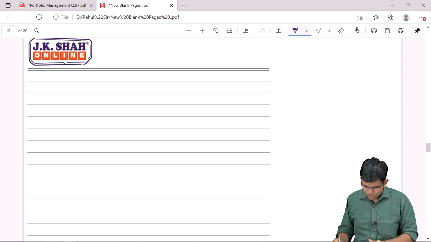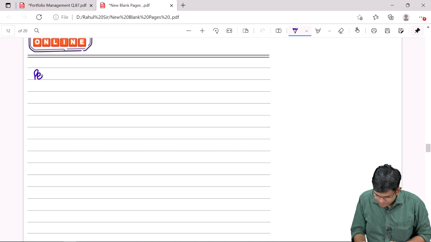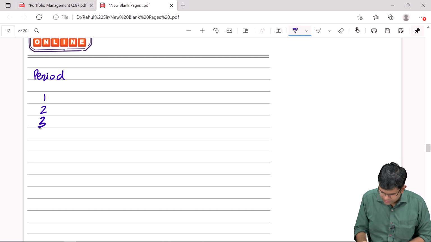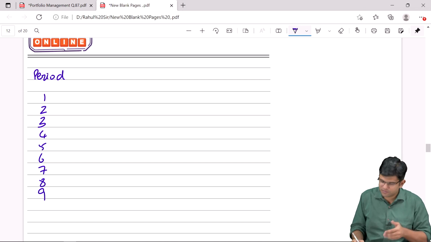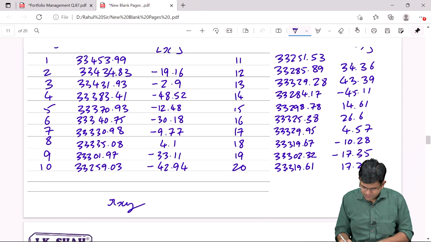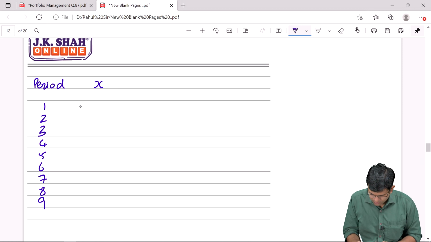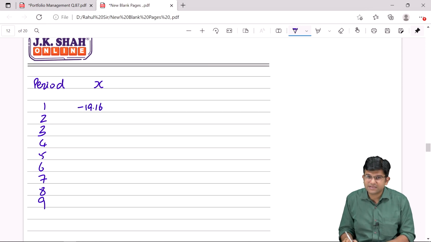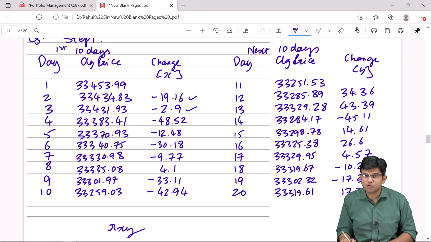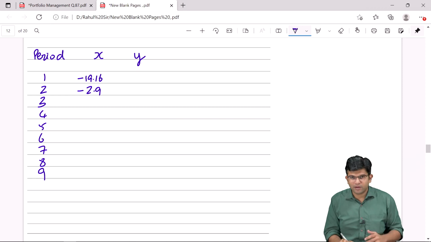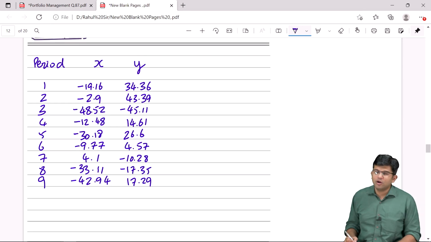So I'll write down here period. I'm not writing day here. I'll write down 1, 2, 3, 4, 5, 6, 7, 8, and 9, because we've got 9 observations. Now I'll take x. What is x here? Minus 19.16, so I'll write down here minus 19.16. Then there is minus 2.9, I'll write down minus 2.9 and so on, and like that I'll write down y also. I'll just put the numbers. Okay students, so I've plotted all the data here.